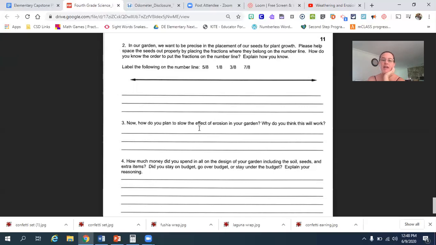Number 3, how do you know how to plan the slow effect of erosion in your garden? Why do you think this will work? Okay, think about erosion, okay? It's going to happen, right? How do you plan for that?